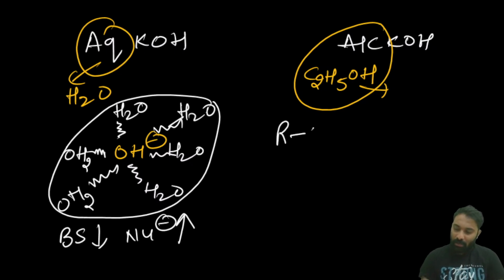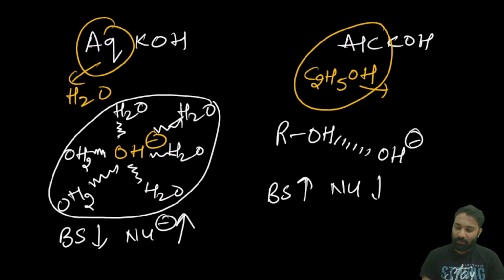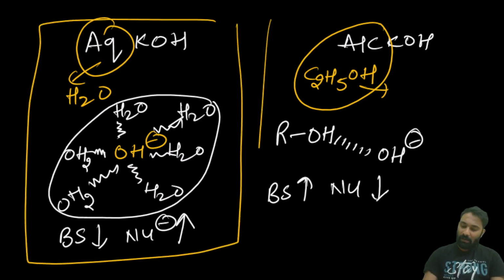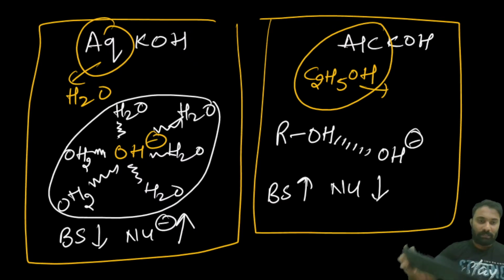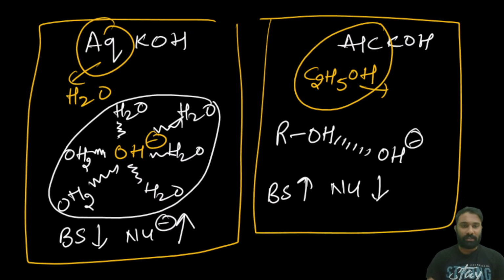But when it comes to alcoholic KOH, here it is alcohol and OH minus, then the basic strength increases and the nucleophilicity strength decreases. This is one very key point you have to remember: whenever they give alcoholic KOH versus aqueous KOH. For aqueous KOH, basic strength decreases and nucleophilicity strength increases. Is it clear? Are you still having any confusion?